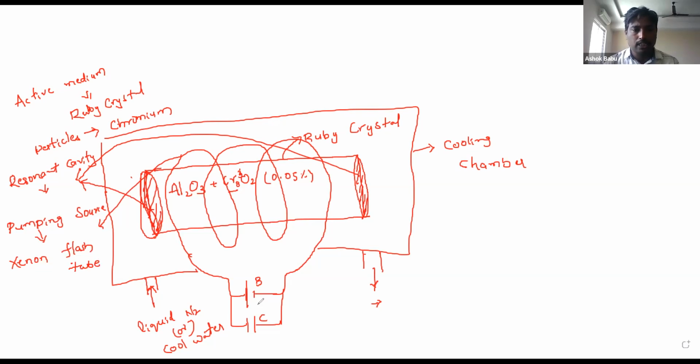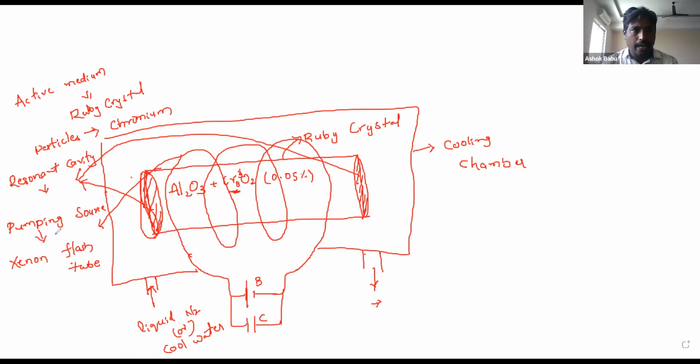When the capacitor bank discharges its energy, that energy circulates as flash lamp light within the flash tube, and from the flash tube only blue and green light is absorbed by the chromium particles from the ground state, exciting them to the higher energy states. That is the process. I will explain it by taking the energy level diagram.